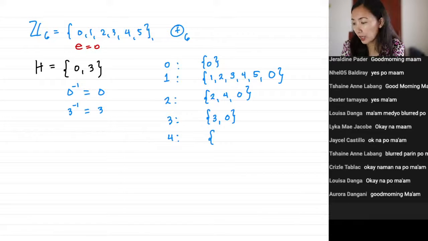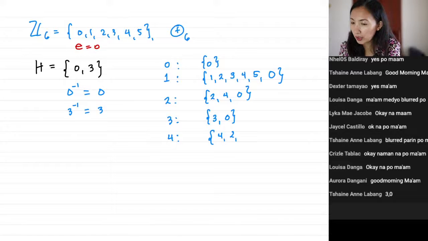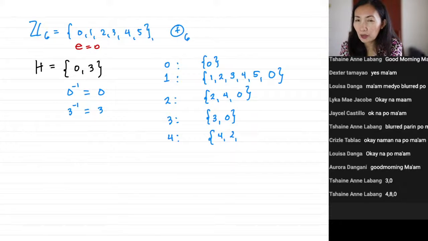4 plus 4, that is 8. 8 modulo 6 is 2. And then next, 4 plus 4 plus 4. Walang 8 anak kasi Z sub 6 lang tayo, hanggang 5 lang. Okay, remainders tayo, so hindi dapat lalagpas ng 6.